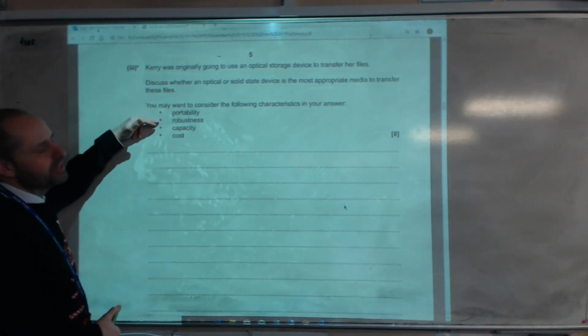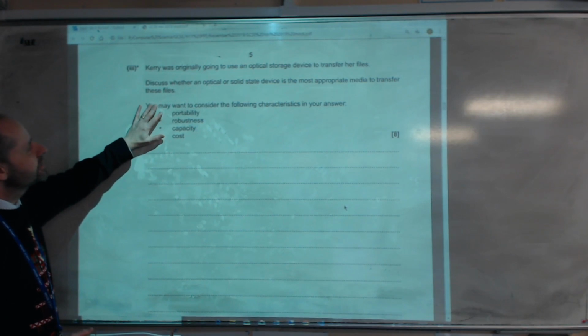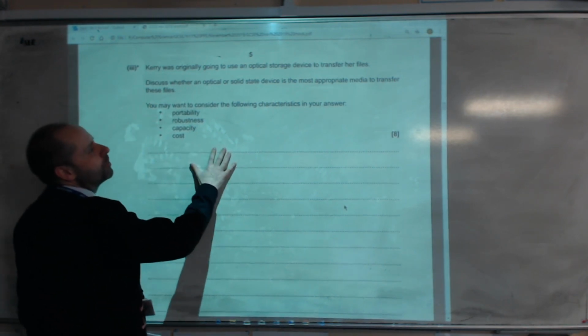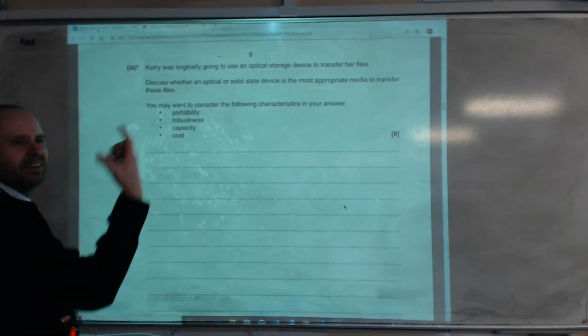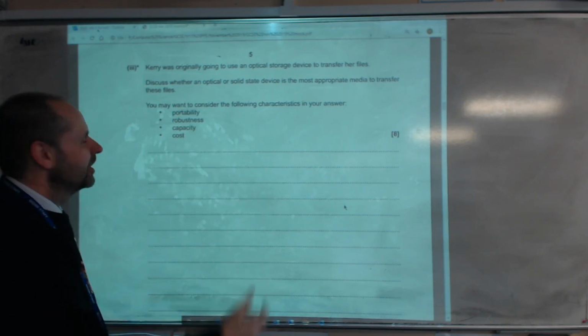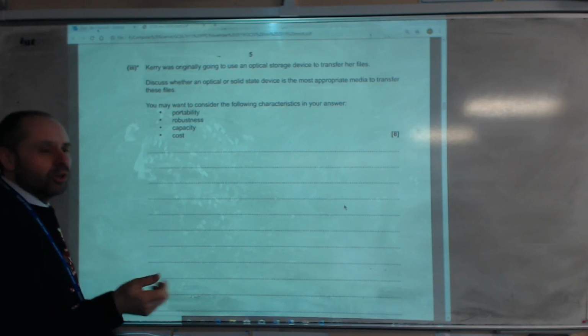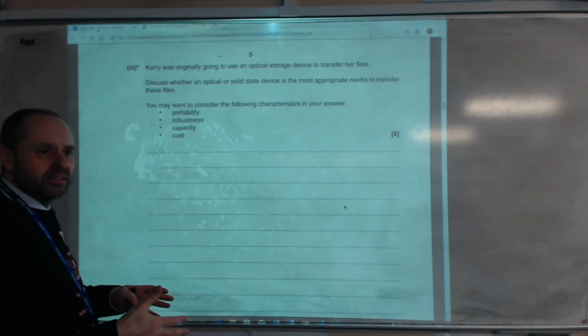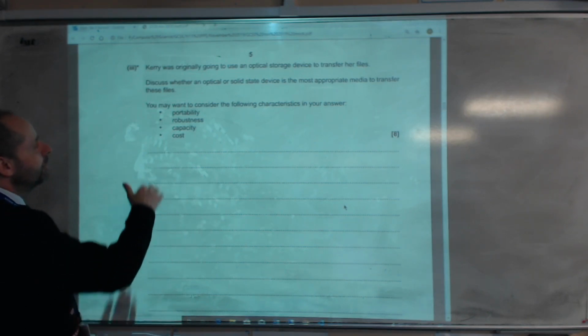So if I was doing this, what I would do is I'd talk about the portable qualities, and then we're asking about optical storage, so like mini discs and CDs and all that sort of stuff. Okay? Which are quite portable, but they're a little bit bulky, aren't they? So we've got that contrast we can talk about.